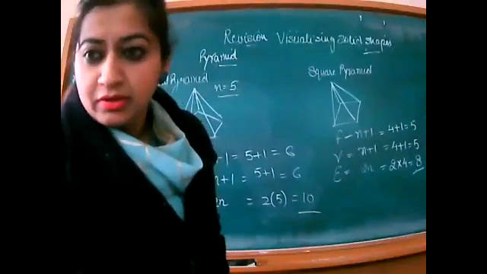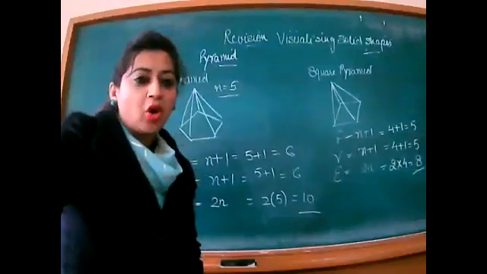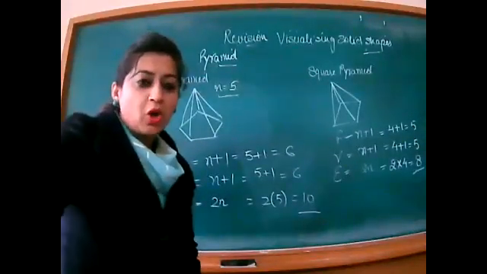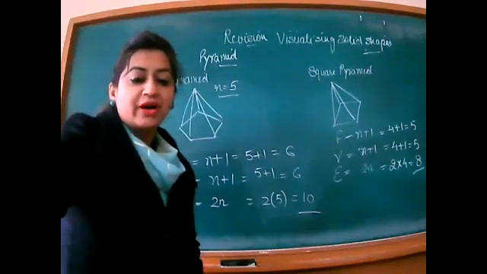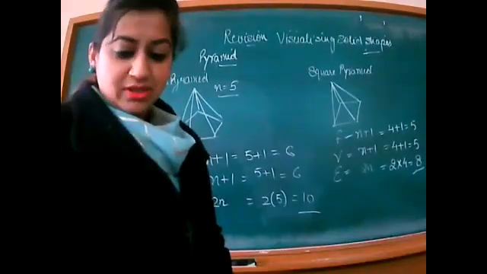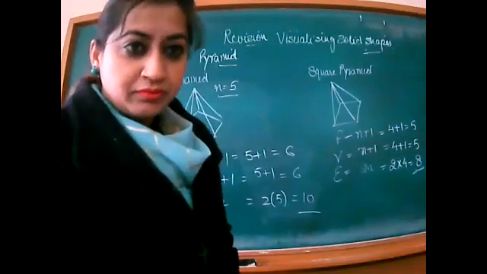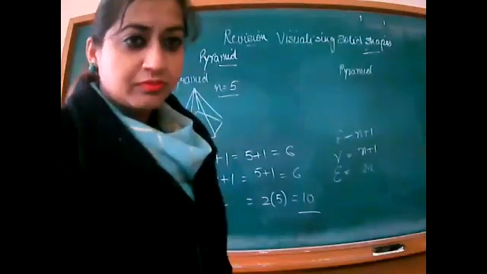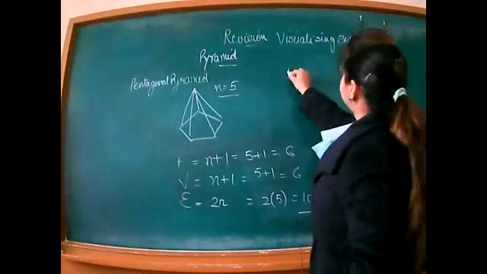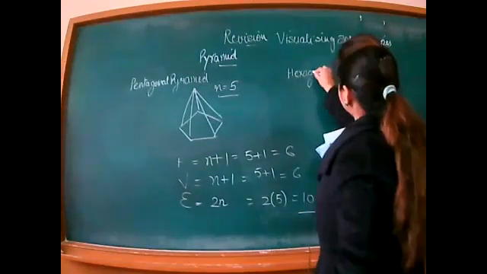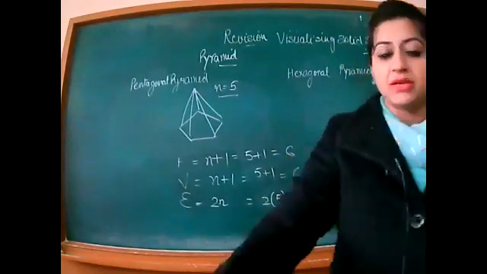Got it? Now, in the same manner, draw a hexagonal pyramid. Draw a hexagonal pyramid. Hurry up. Draw it first and find the faces, vertices, and edges. Hexagonal pyramid. You will draw a hexagon in the base.